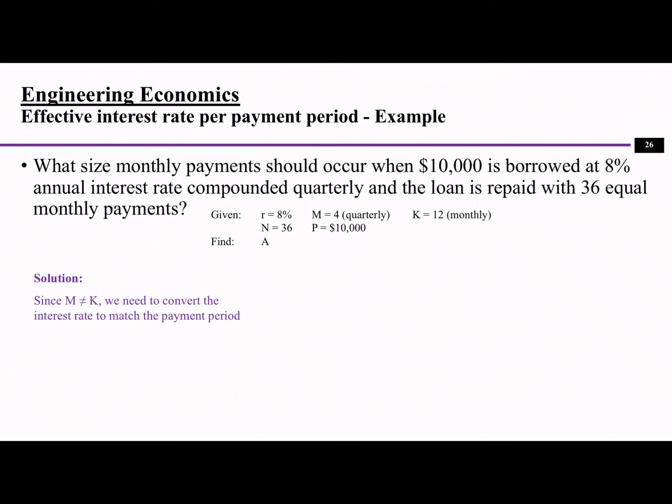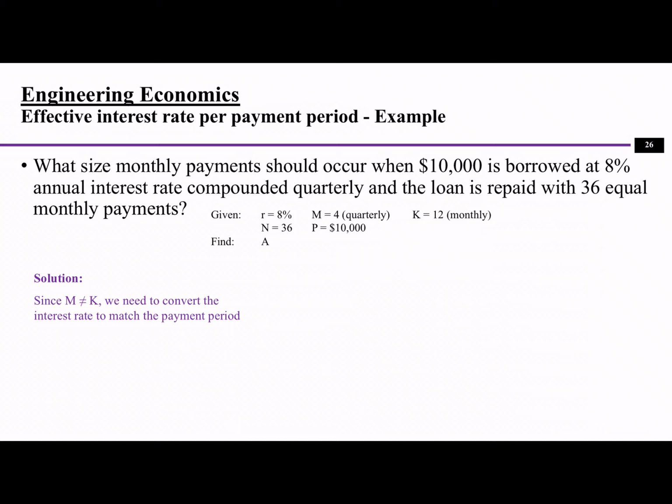Now let's look at one more example. What size monthly payment should occur when $10,000 is borrowed at an 8% annual interest rate compounded quarterly, and the loan is repaid with 36 equal monthly payments? So the payments are monthly, but our compounded period is quarterly. We know a quarter is 3 months.